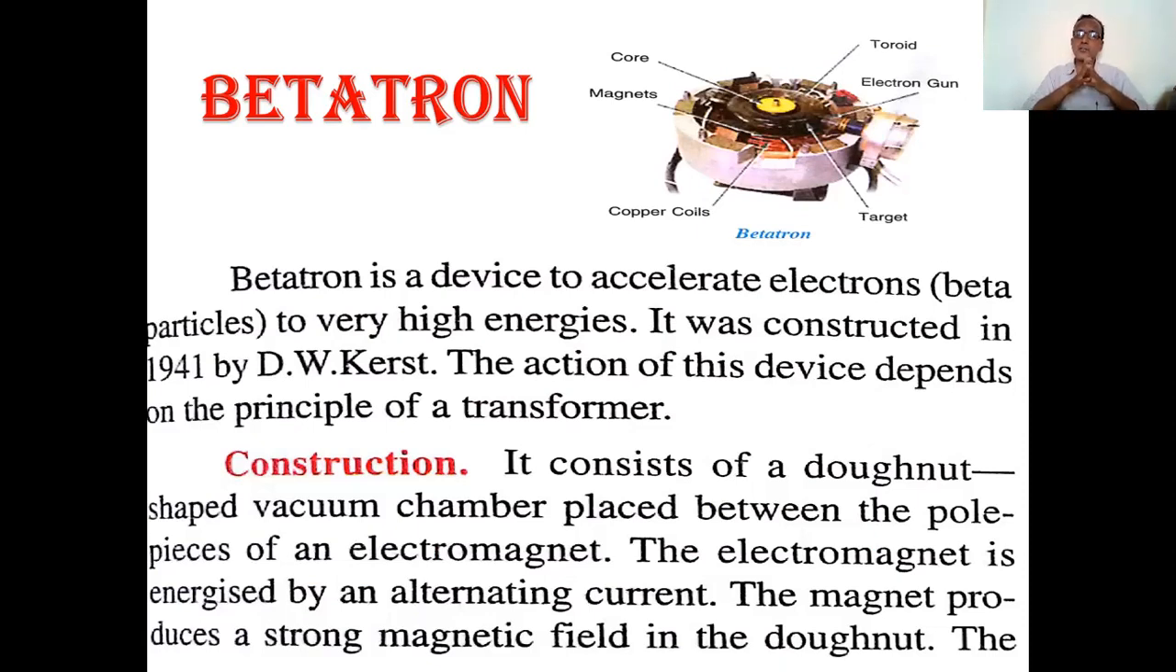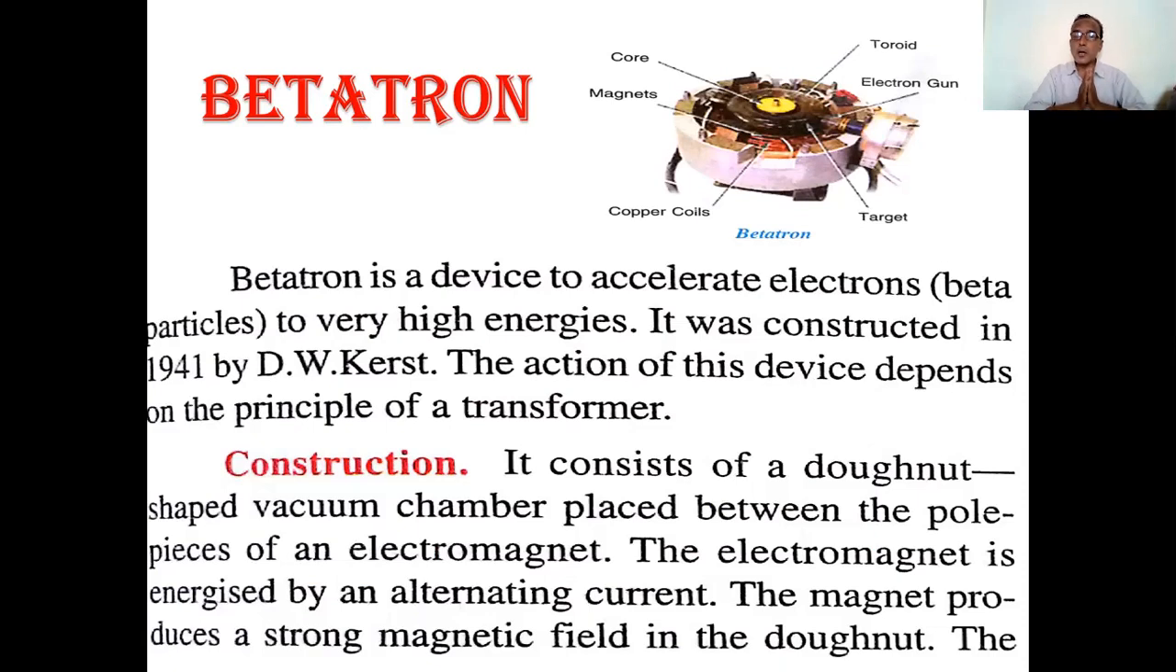Now let's see the construction. It consists of a doughnut shaped vacuum chamber, just like a supari, a betel nut, when it is broken in half and you see its inner part. Such a type of doughnut shaped vacuum chamber is placed between the pole pieces of a strong electromagnet to apply the magnetic field, of course. This electromagnet is energized by alternating current. That means in addition to the magnetic field, to energize our electromagnet, the alternating current is also given.